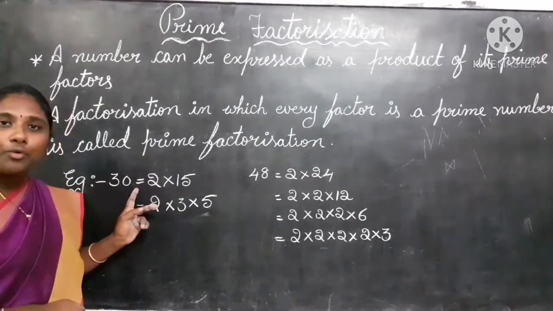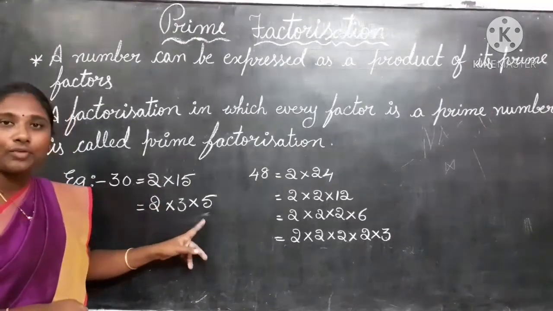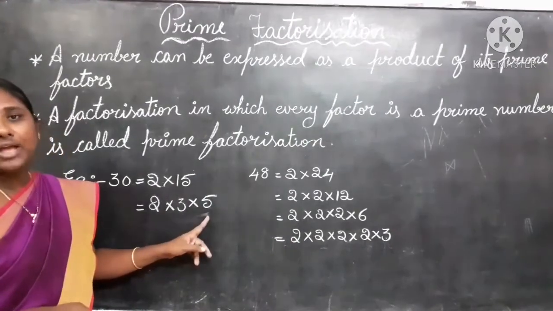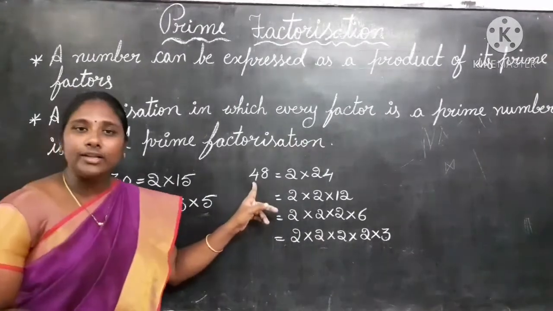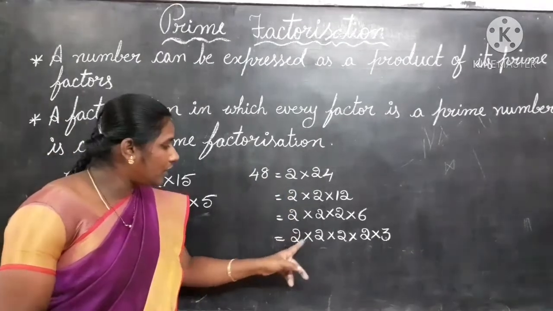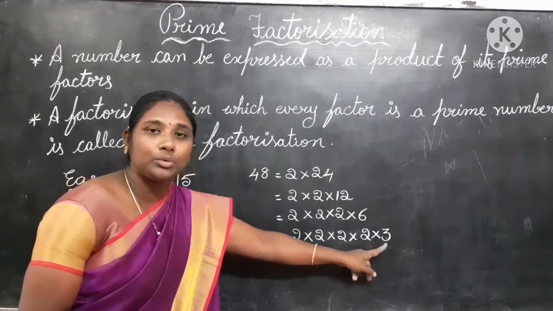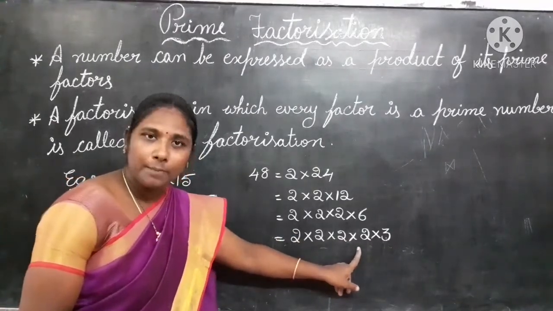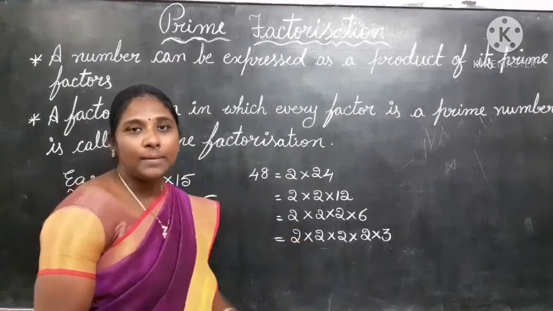Suppose we have 30, how should we express it? 2 into 3 into 5. Here 2 is a prime number, 3 is a prime number and 5 is a prime number. Same with 48. How do we express 48? Like this: 2 into 2 into 2 into 2 into 3. In this, 2 is a prime number and 3 is a prime number.